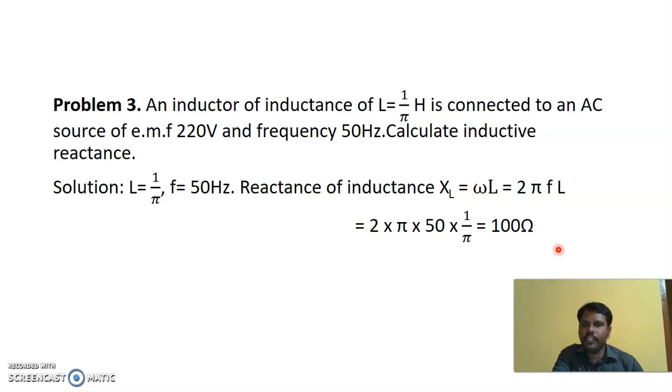Problem number 3. An inductor of inductance L is equal to 1 by pi Henry is connected to an AC source of EMF 220 volts and a frequency 50 Hz. Calculate inductive reactance. You know that inductive reactance is given by XL is equal to omega L. Omega is 2 pi f into L. Substituting the values of f and L, we obtain the inductive reactance to be 100 ohm.